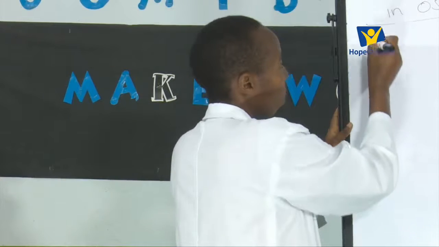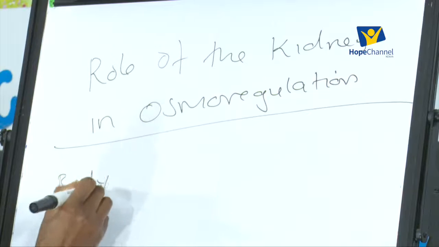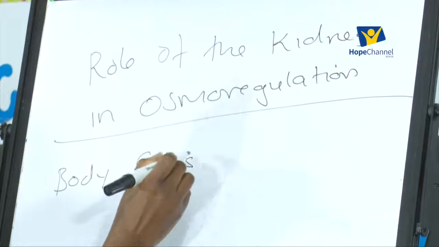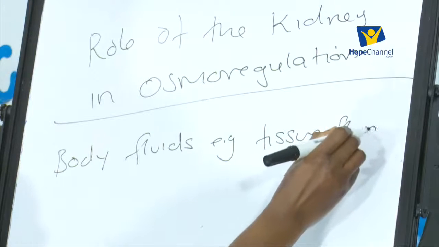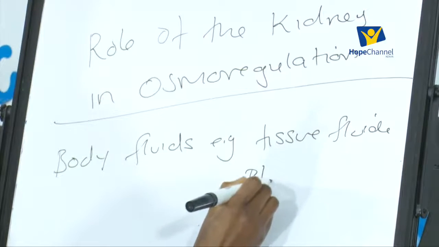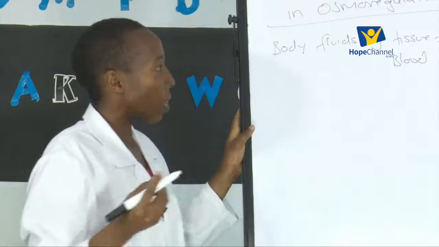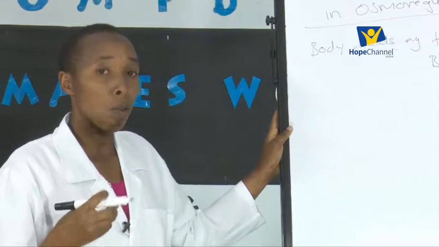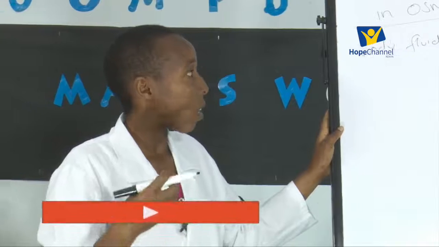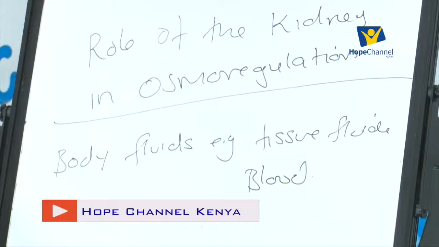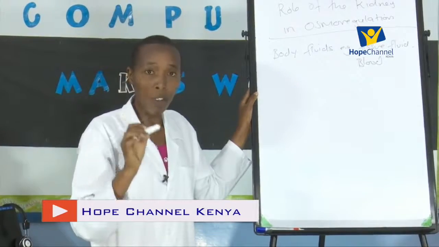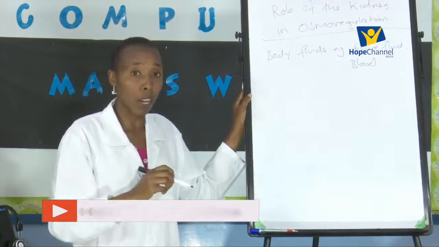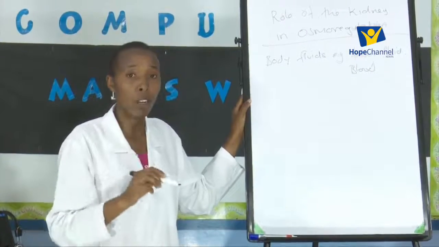Now, we have body fluids that surround the cells, body fluids, e.g. tissue fluid. We also have blood. Now, these are examples of body fluids in which we have to balance the osmotic pressure, because the osmotic pressure usually affects the functioning of the cell. Remember, if we don't have a conducive environment for the cells to function well, then it means we'll affect the whole functioning of the body.